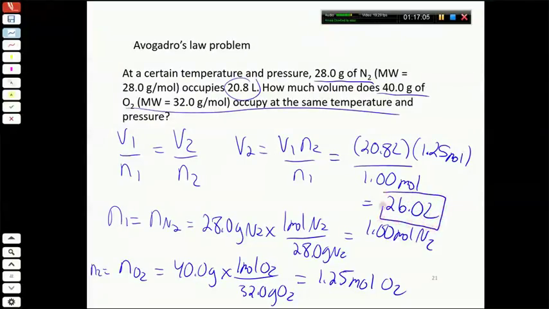So it doesn't matter that we're comparing two different gases here. The relationship between volume and number of moles is still the same for both of those gases. And so if we know the number of moles and volume of one of the gases, we can find the volume of the other sample of gas as long as we know how many moles of that one we have.